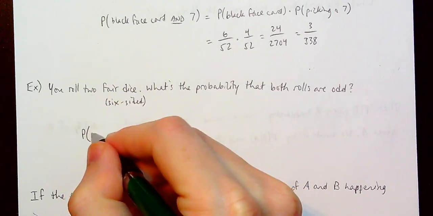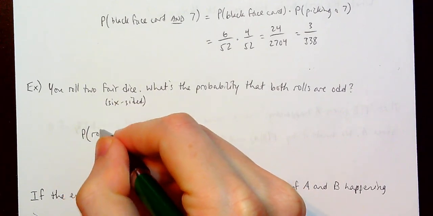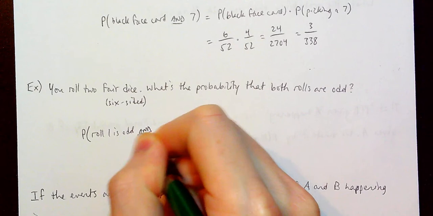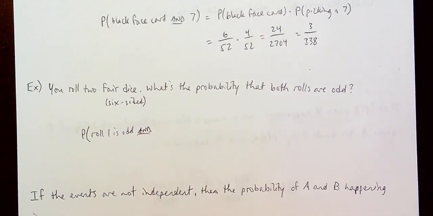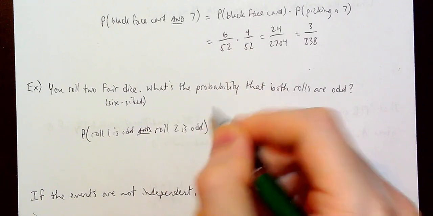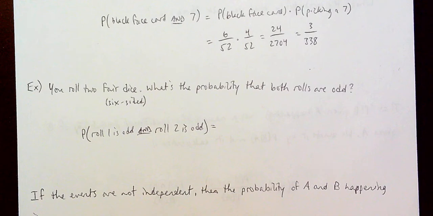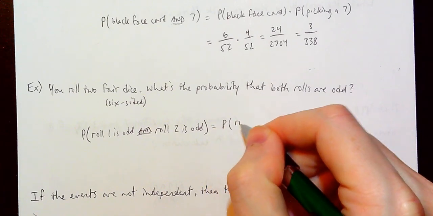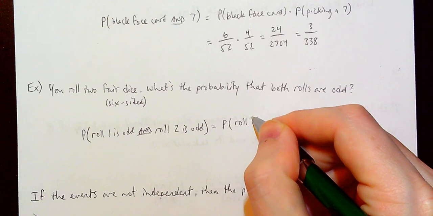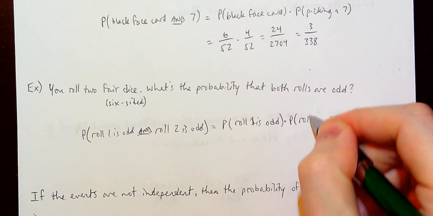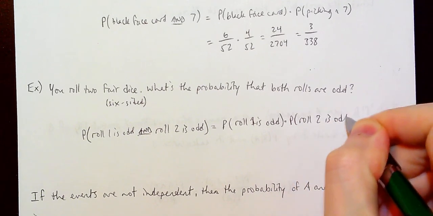So we can write this as the probability that roll 1 is odd and roll 2 is odd. Again, these events are not dependent upon each other in any way, shape, or form. So this is just going to be the probability that roll 1 is odd times the probability that roll 2 is odd.